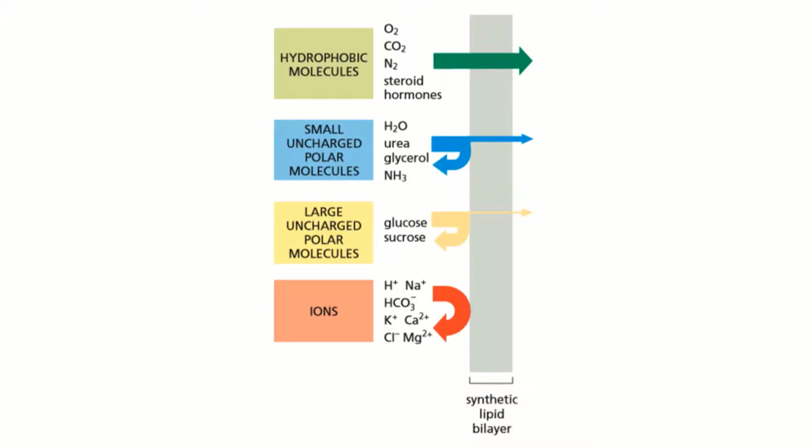So here we have a summary of how certain types of chemicals or particles may move through the cell membrane. Here we can see that hydrophobic molecules readily pass through the cell membrane because the cell membrane is highly hydrophobic as well, especially on the center part of the bilayer.